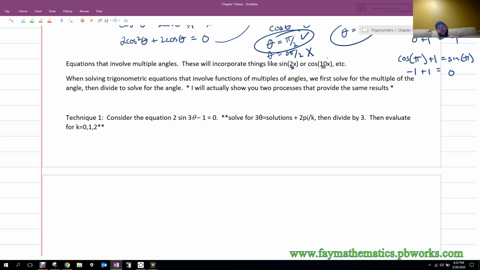It says when solving trigonometric equations that involve functions of multiple angles, we first solve for the multiple angle. It says then divide to solve for the angle. I know my notes say here I'm going to show you 2 processes. I'm going to stick to one. I'm going to stick to the easiest one. So this is how we do it. We essentially just solve for 3 theta here.